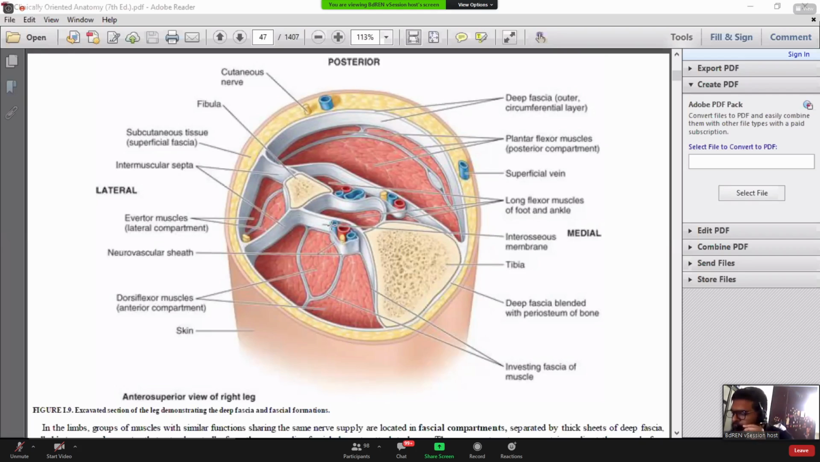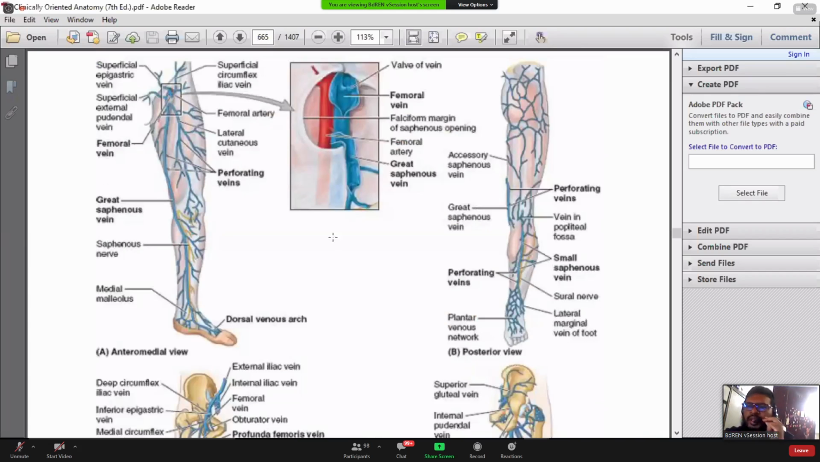Okay, now I'm going to show you another picture, that is the venous system. We have already told you there are two groups of veins. It's actually three groups: the superficial veins, the deep veins, and the perforating veins. Right, very good.